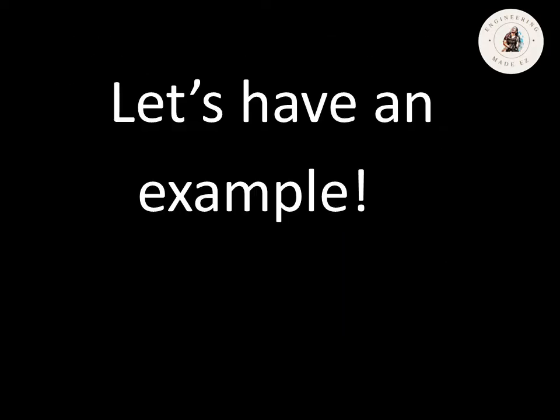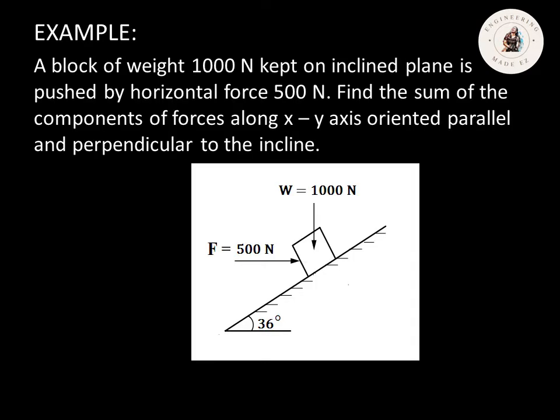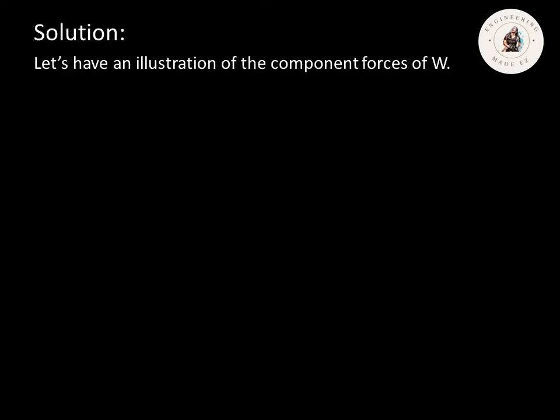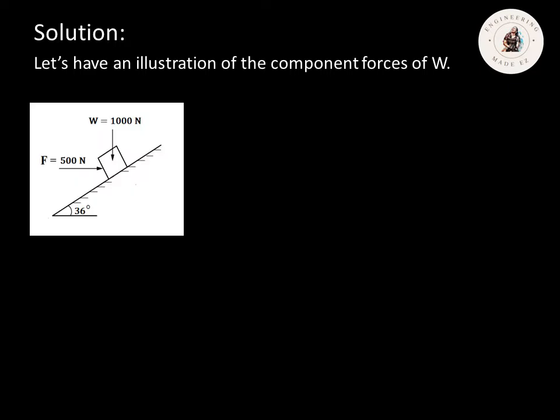To understand what we have discussed, let's have an example. A block of 1,000 Newton kept on an inclined plane is pushed by a horizontal force of 500 Newton. Find the sum of the components of forces along the x and y axes oriented parallel and perpendicular to the incline. Please refer to the figure below. Let's have an illustration of the components of forces of W. It's easier to solve this if we have an illustration of the given figure.